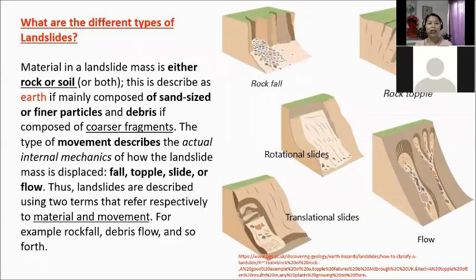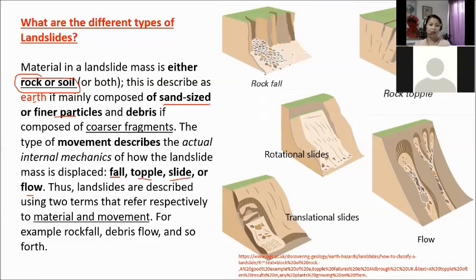So what are the different types of landslides? Material in a landslide mass is either rock or soil or both. So this is described as earth if mainly composed of sand size or finer particles, and debris if composed of coarser fragments. The type of movement describes the actual internal mechanics of how the landslide mass is displaced: fall, topple, slide, or flow.